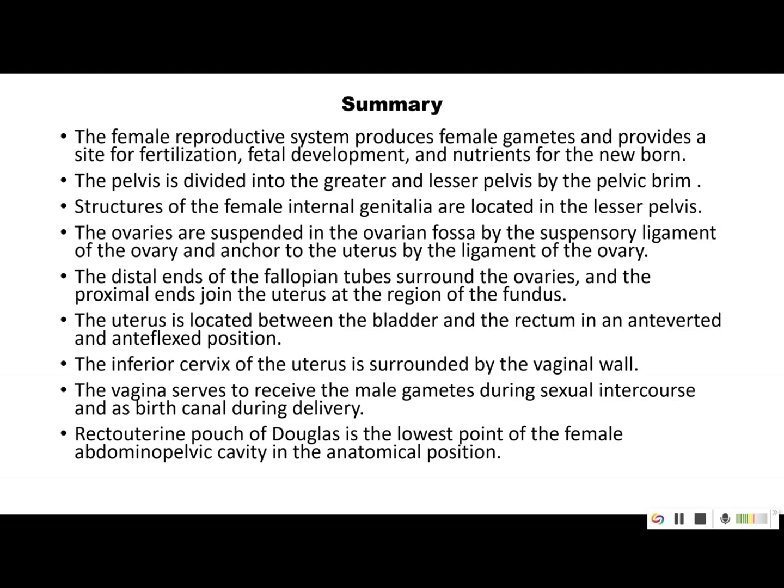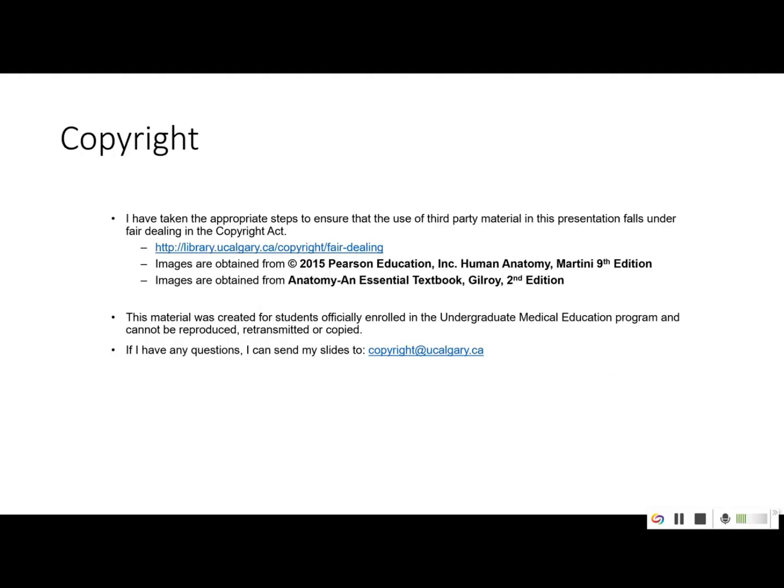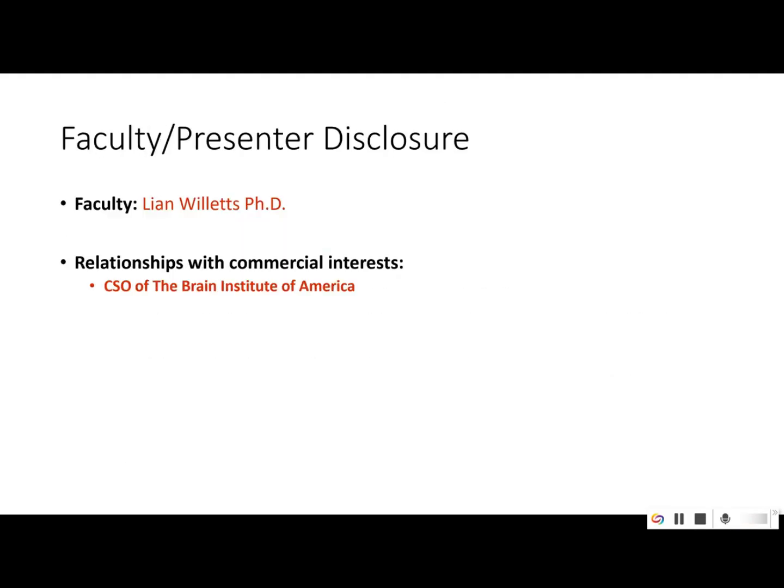The distal end of the fallopian tubes surrounds the ovaries, and the proximal end joins the uterus at the region of the fundus. The uterus is located between the bladder and the rectum in an anteverted and anteflexed position. The inferior cervix of the uterus is surrounded by the vaginal wall. The vagina serves to receive the male gametes during sexual intercourse and as the birth canal during delivery. The recto-uterine pouch of Douglas is the lowest point of the female abdominopelvic cavity in the anatomical position.